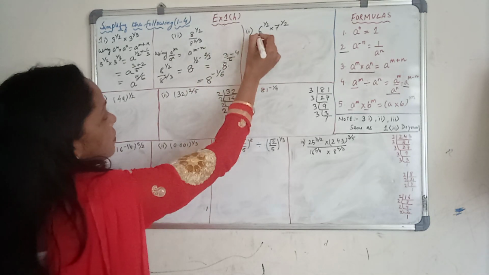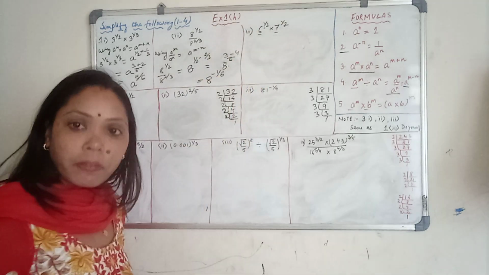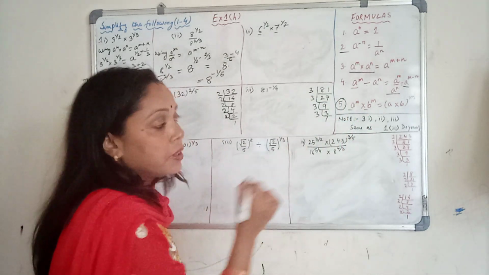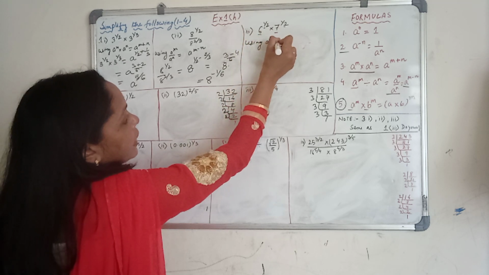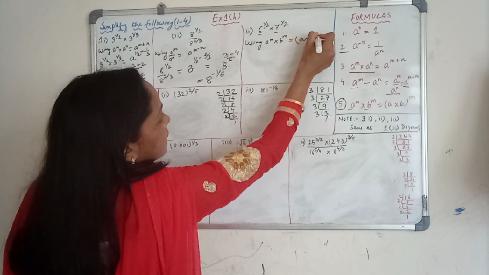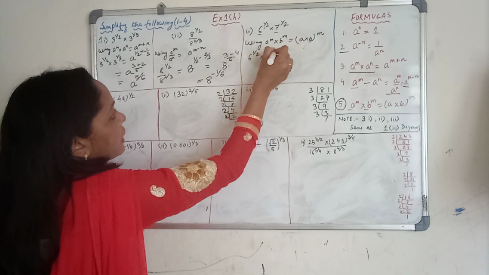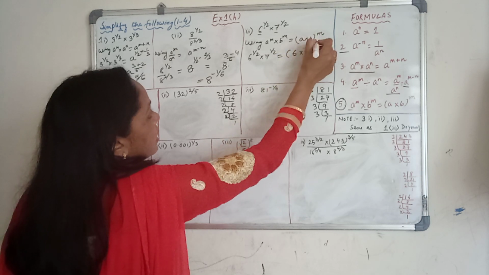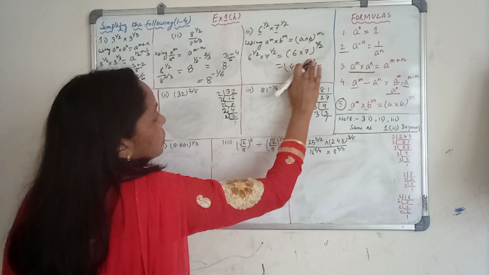Now number 3, 6 and 7. It means the base is different, but the power is the same. Which formula? Exactly, formula number 5. So using formula number 5, a power m into b power m is equal to a into b, whole power m. So 6 power 1 by 2 into 7 power 1 by 2 is equal to 6 into 7, and m is what? 1 by 2. So this is 42 power 1 by 2.